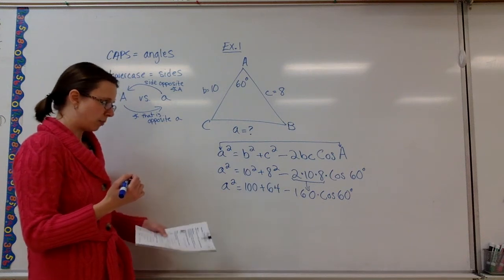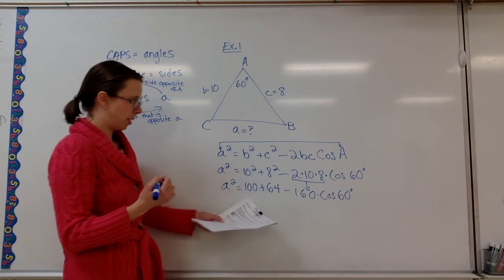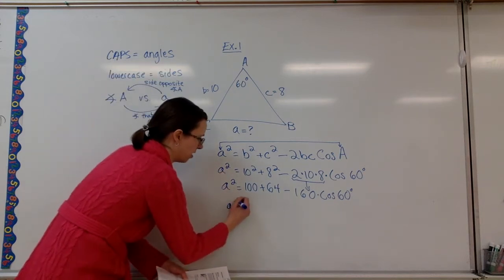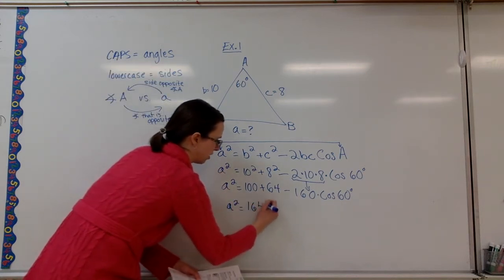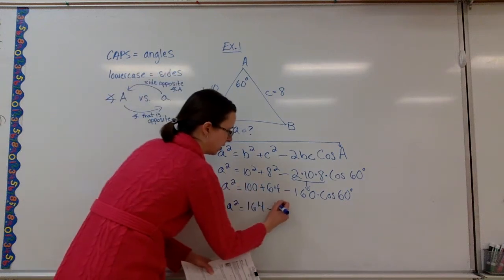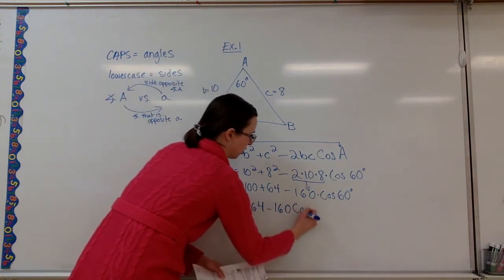At this point, we can simplify by adding these two numbers here. We get a squared equals 164 minus 160 times cosine of 60.